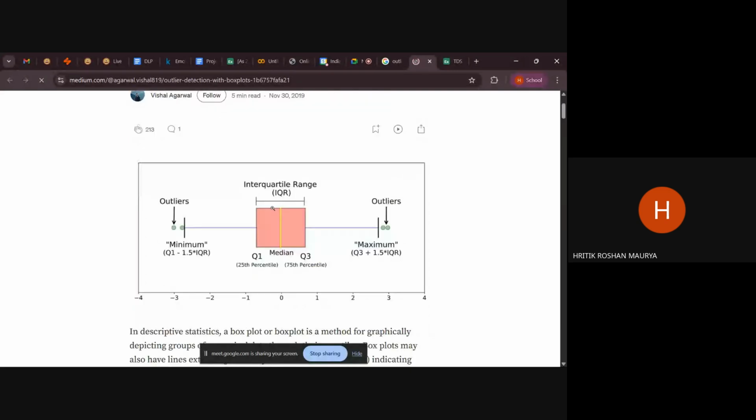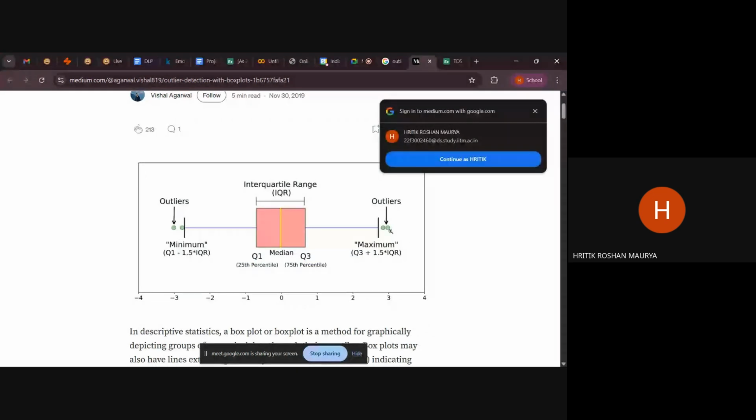So this is your interquartile range. This is all your data, from this outlier to this outlier. This much data is your 25 percentile, and this much data is the 75 percentile. So 50% of your data lies here, and the other 50% of data is distributed here and here. So we count outliers from this range and this IQR range. We are creating this.